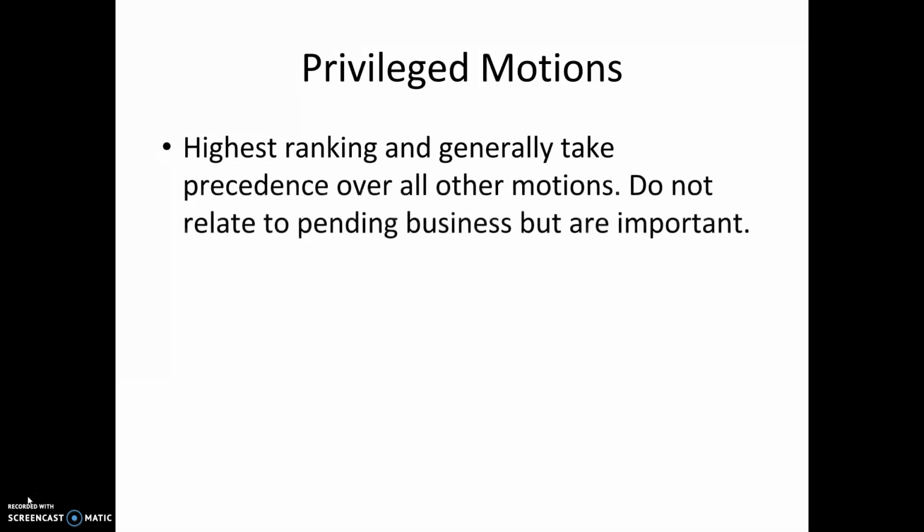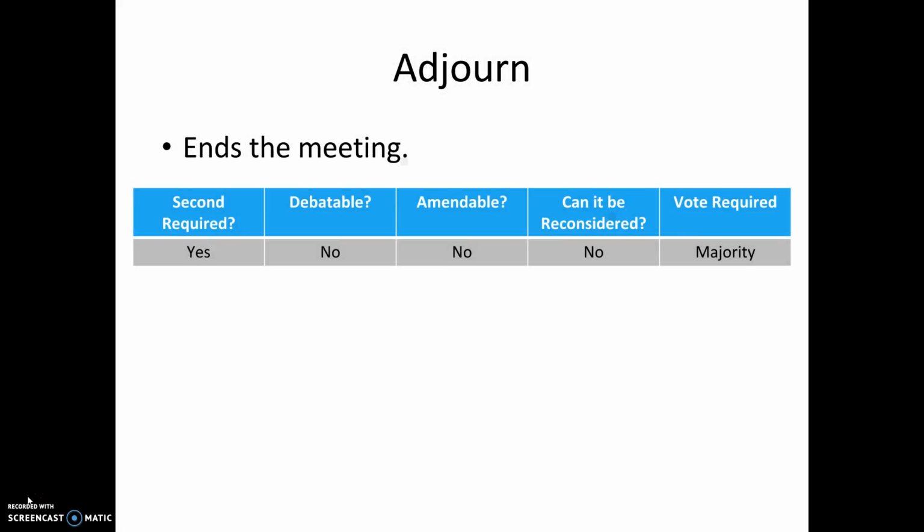Alright, so privileged motions. These are the highest ranking and generally take precedence over pretty much anything else. They don't relate to pending business, but they are important. So the first one we're going to talk about, and actually the one that takes precedence over everything else, is the motion to adjourn. And the motion to adjourn means to end the meeting. So, second is required. It is not debatable. It is not amendable. You either want to end the meeting or you don't. It cannot be reconsidered, and a simple majority is required to pass the motion.